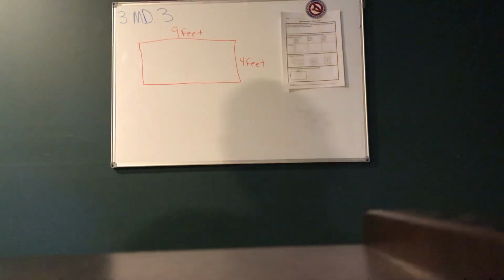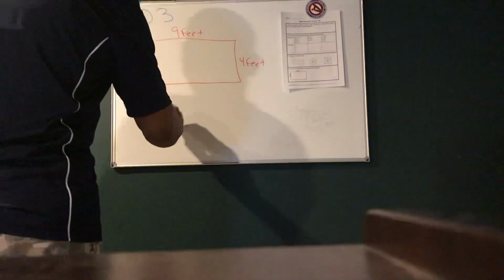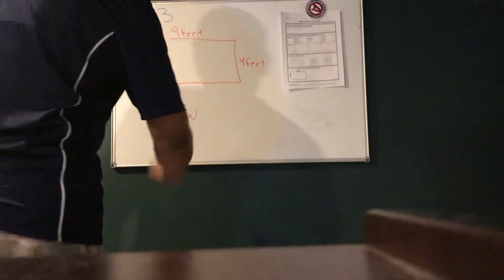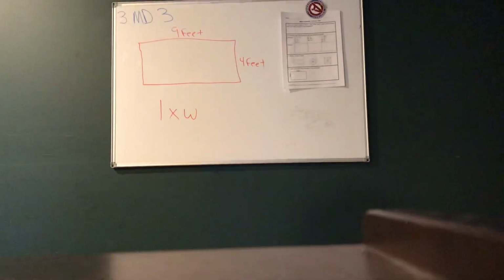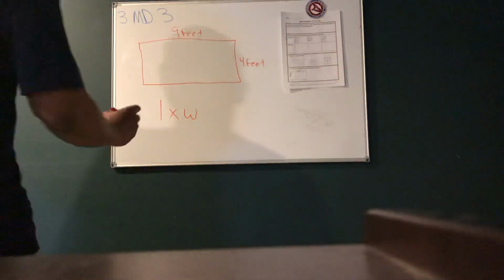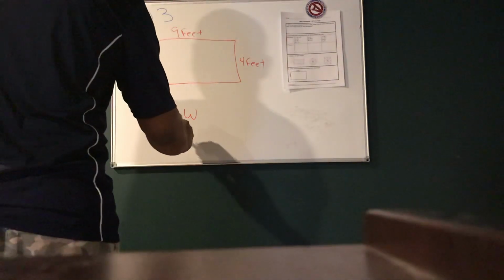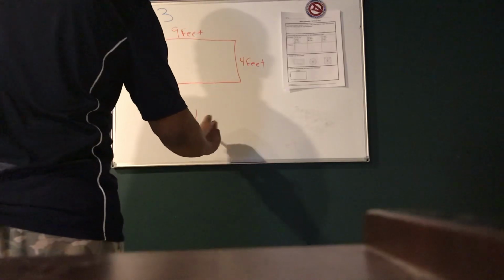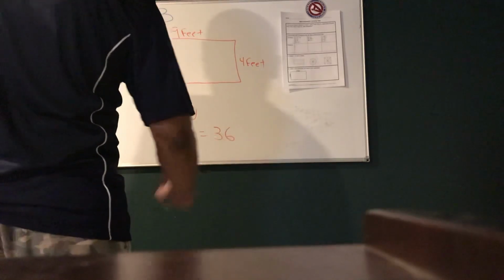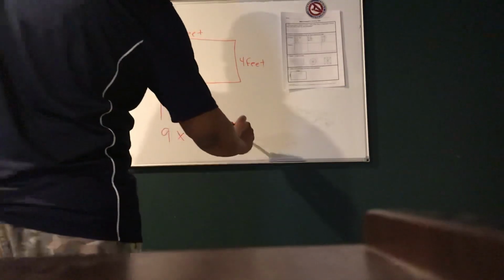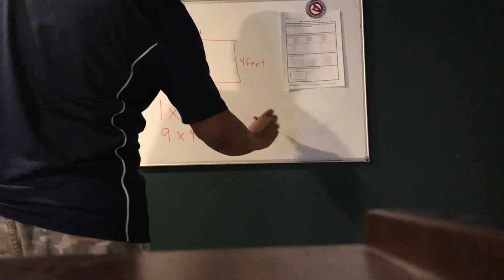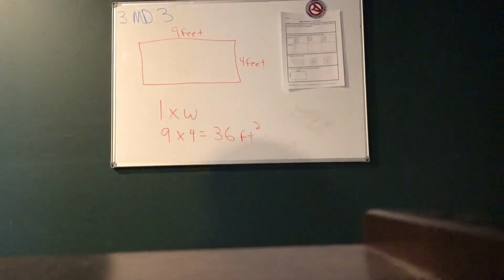So to find area, we're going to multiply the length times the width. So that 9 and 4 are going to become factors, and we're going to multiply them. So 9 times 4 gives us 36, not just feet, but area is always squared. So 36 square feet would be the area of that rectangle.